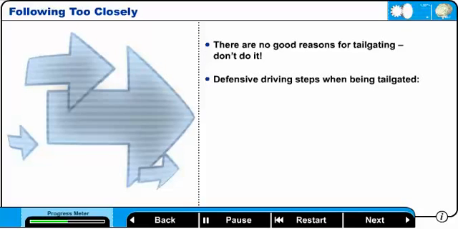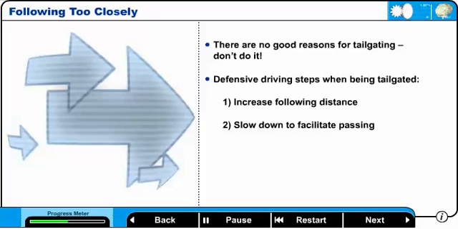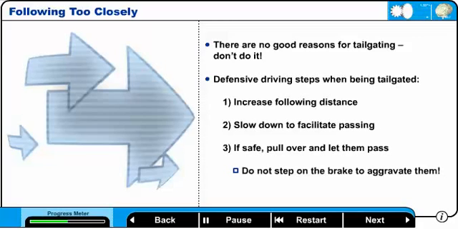Now, what can you do if someone else is tailgating you? One option is to try to increase the following distance between your vehicle and the one behind. You can also slow down to facilitate their passing you. And if it's safe to do so, pull over and let them pass. However, do not step on the brake to aggravate them.